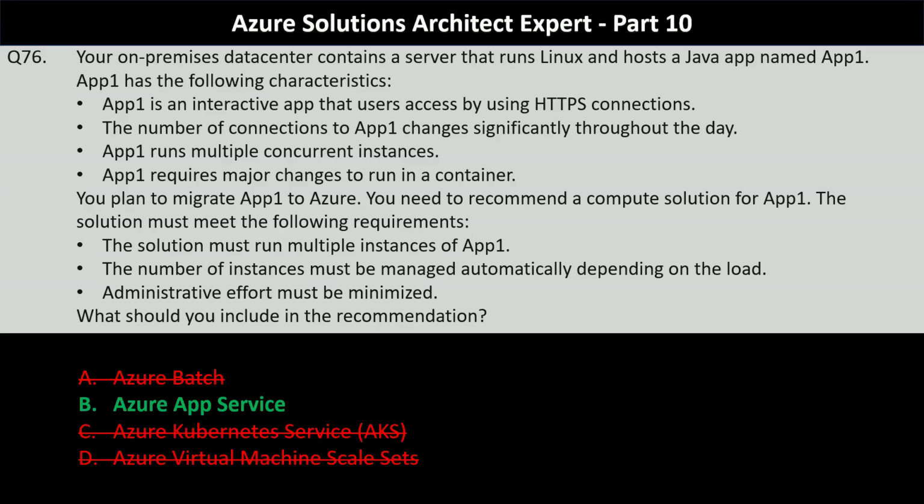Azure App Service is ideal for hosting web apps and APIs. It supports HTTPS connections, automatic scaling based on load, and multiple instances, all while minimizing administrative overhead. So folks, I hope you now understand why I have chosen Azure App Service as the correct answer here.